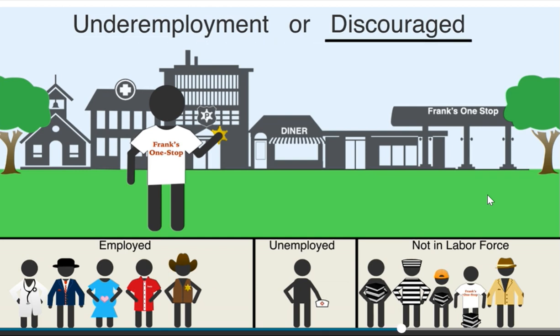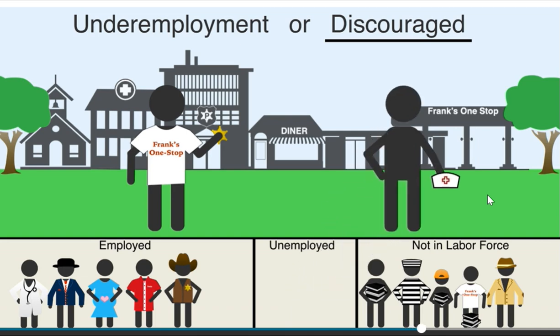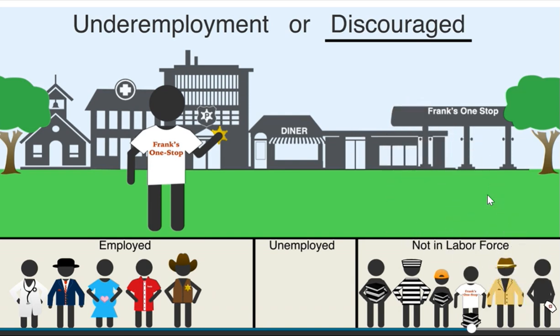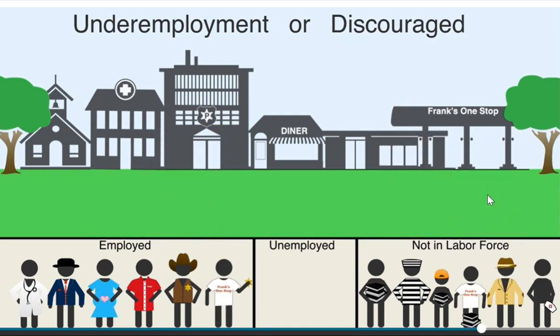Second, discouraged workers are those who have given up looking for work. For example, suppose Charlie simply cannot find any work in the village. If he has not looked for a job in the last 4 weeks, he would be classified as a discouraged worker and no longer counted in the labor force. Much like underemployment, the effect of discouraged workers tends to underestimate unemployment.